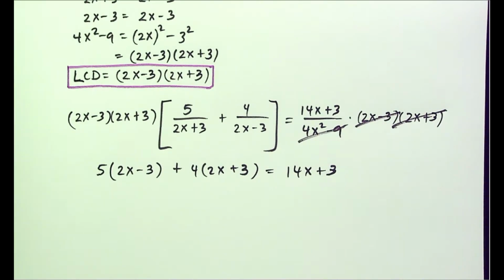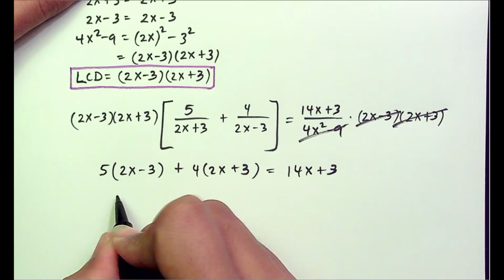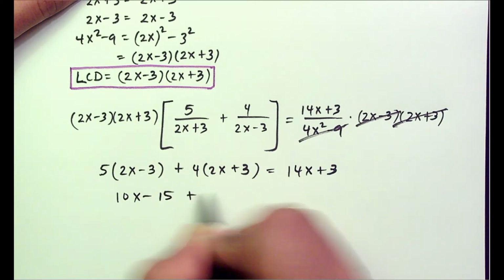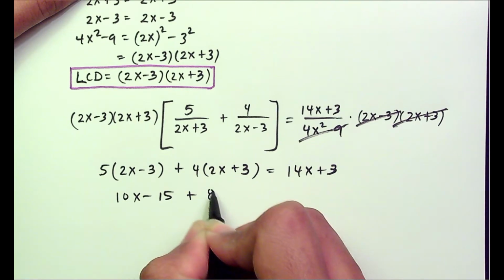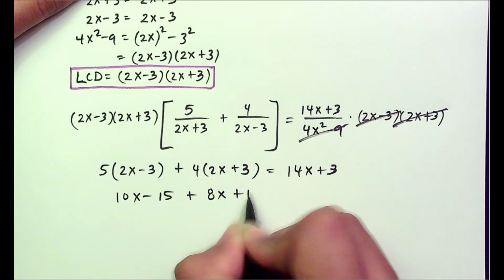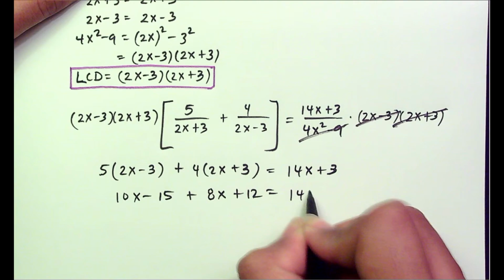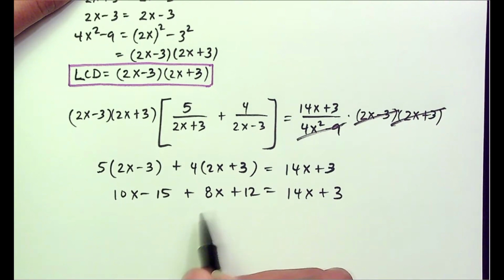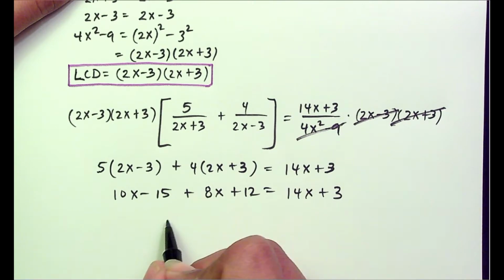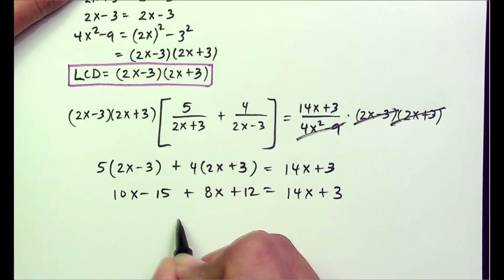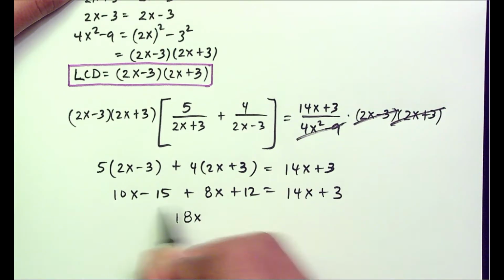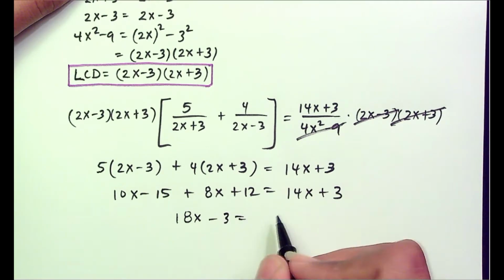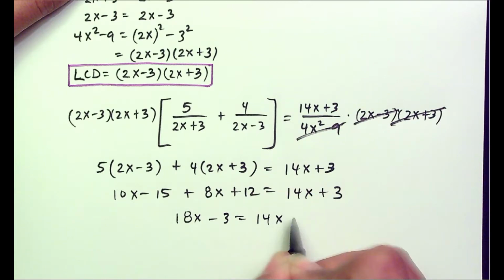Alright, now let's continue. Distributing here, this would be 10x minus 15. Distributed here, you would have 8x plus 12. This is 14x plus 3. Combining the x's like terms on the left hand side, we would have 10x plus 8x is 18x. Negative 15 plus 12 is minus 3. Negative 3 equals 14x plus 3.